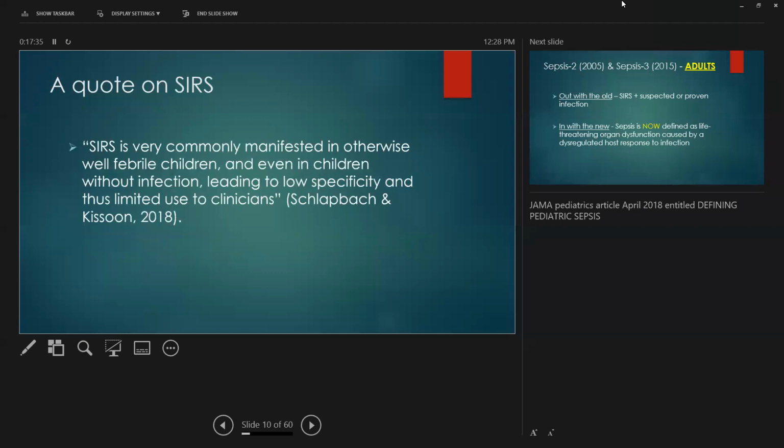So here's a quote about SIRS: it's very commonly manifested in otherwise well febrile children and even in children without infection, leading to low specificity and limited use to clinicians. So just because somebody has SIRS doesn't necessarily mean that they're septic unless you have a suspected or proven infection.